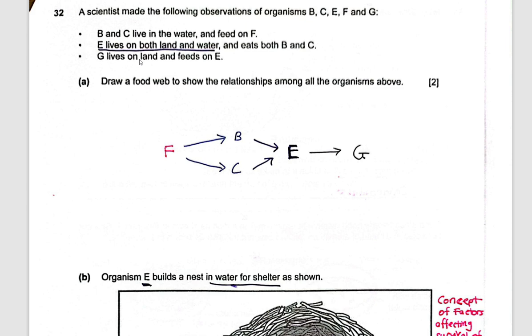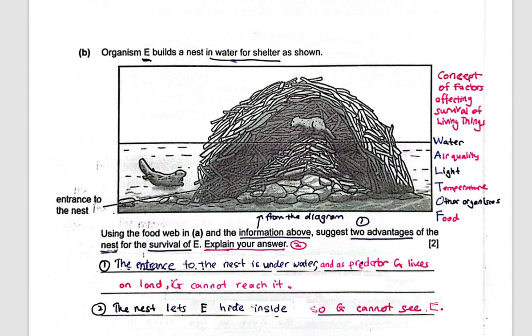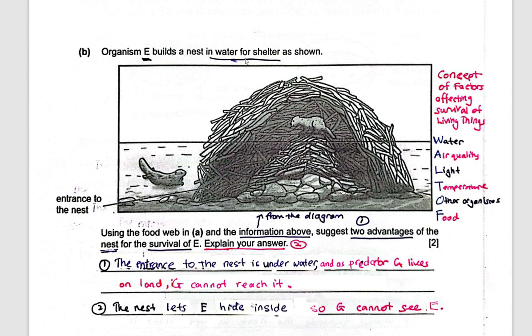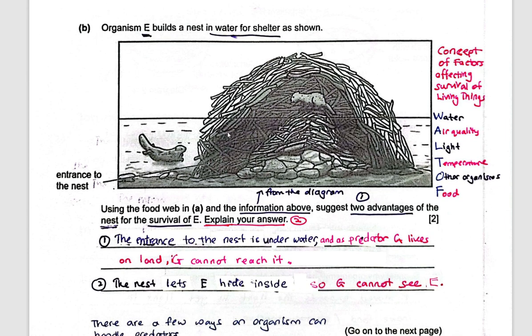Last one, G lives on land. I can't put this into the food web, but I know G feeds on E. G feeds on E. Now, organism E builds a nest in water for shelter. Now, you can go Google or go to YouTube and look for beaver, B-E-A-V-E-R.